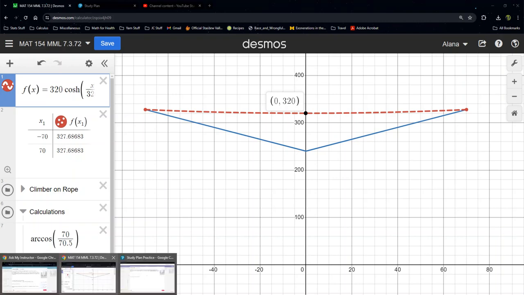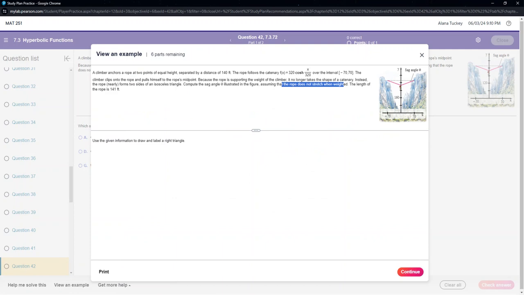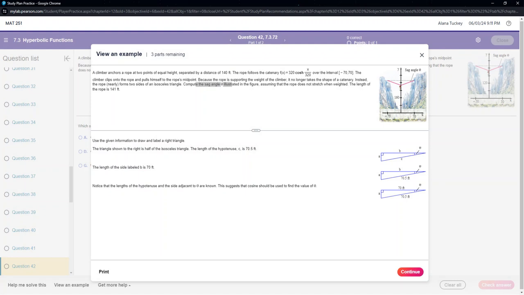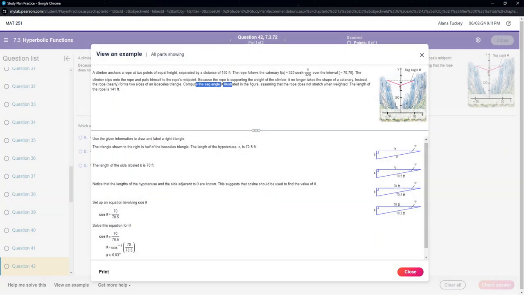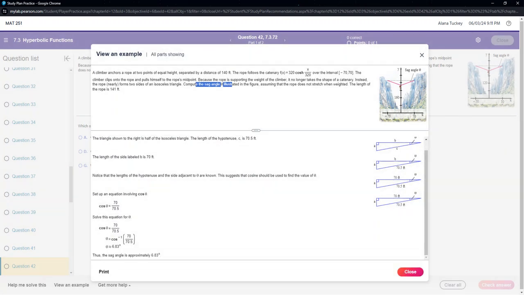Let's double back to the question and just make sure I answered everything. So the length of the rope is that. Compute the sag angle. I think we did it. So we're set. And I guess I could click on all of this. And yep, it's showing me the exact same answers that I just got. So I know I did it right.